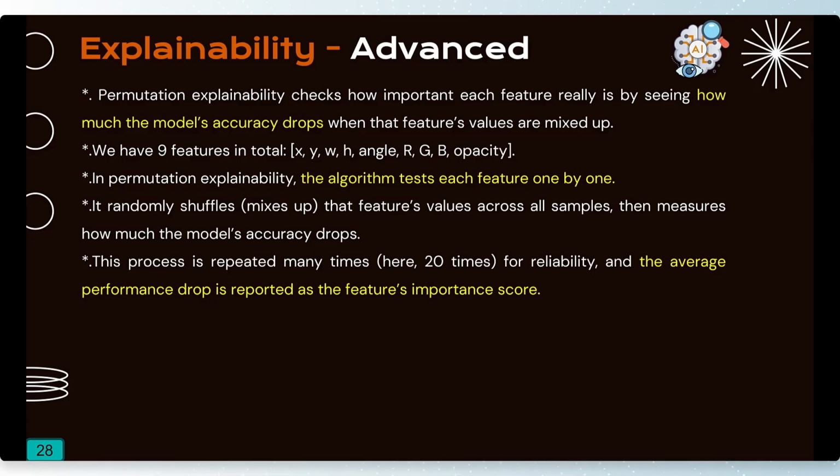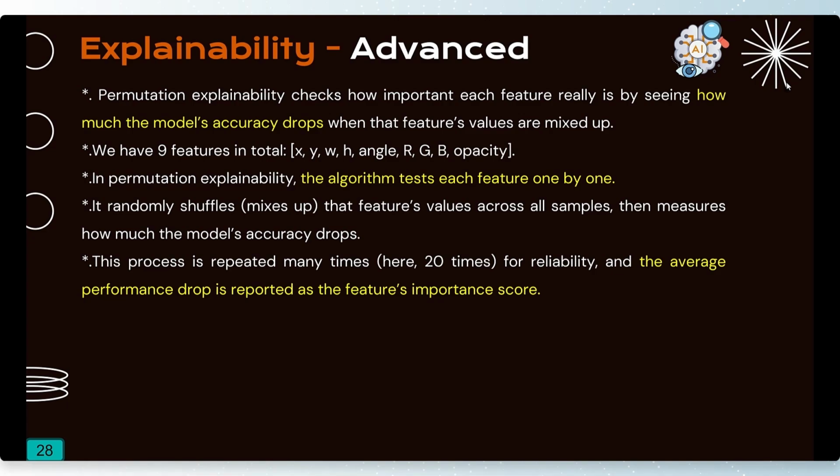Now we're going to explore some of the most advanced XAI algorithms in this project. So we have permutation, for example. Permutation explainability checks how important each feature really is by seeing how much the model's accuracy drops when that feature's values are mixed up. We have 9 features in total.